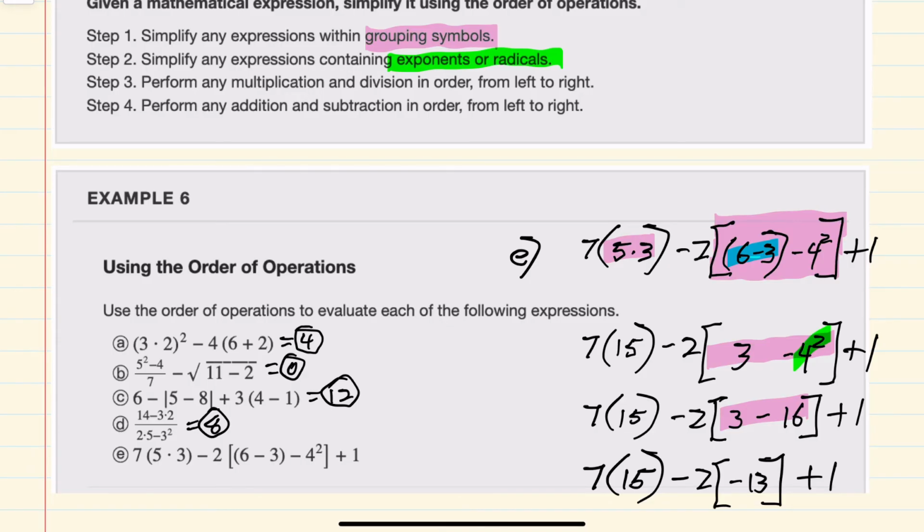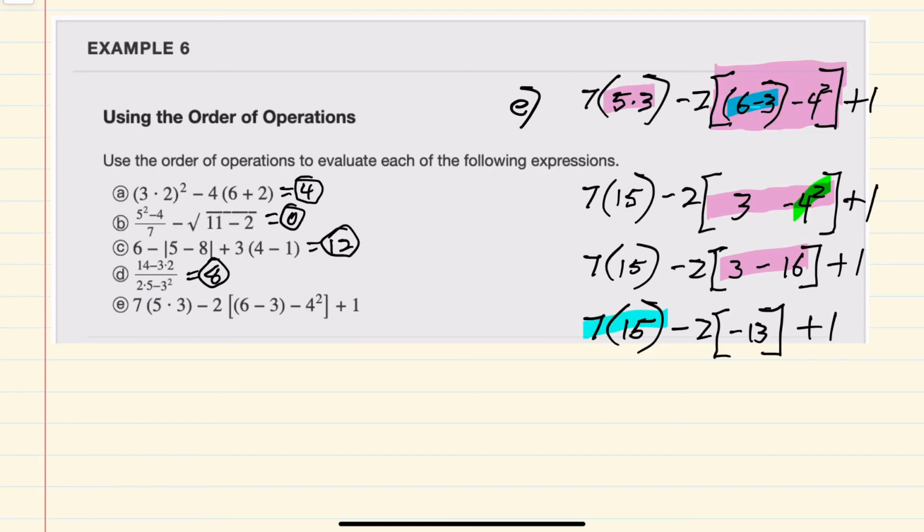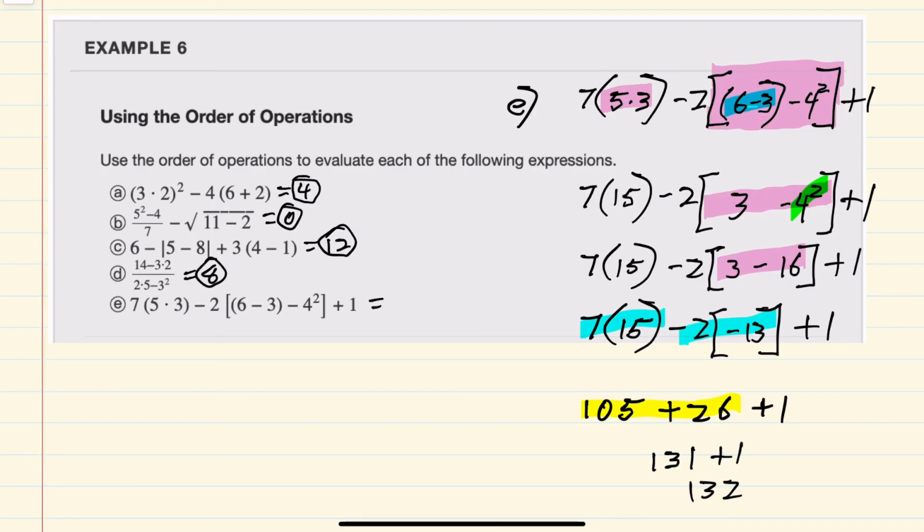So I can now move to multiplication and division from left to right. We have multiplication here and here. So moving left to right, 7 times 15 would be 105. Negative 2 times a negative 13 would be a plus 26. And with just addition and subtraction left, I can go left to right. First, 105 plus 26, 131 plus 1, 132. So we have simplified the last one as well.